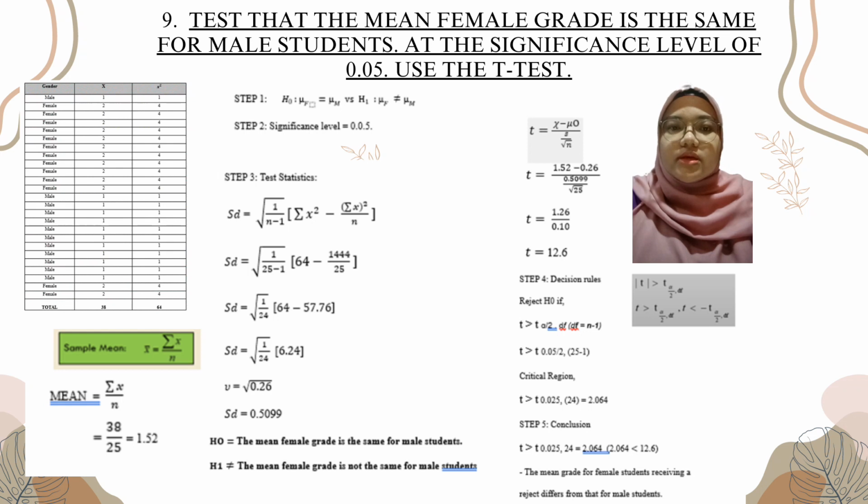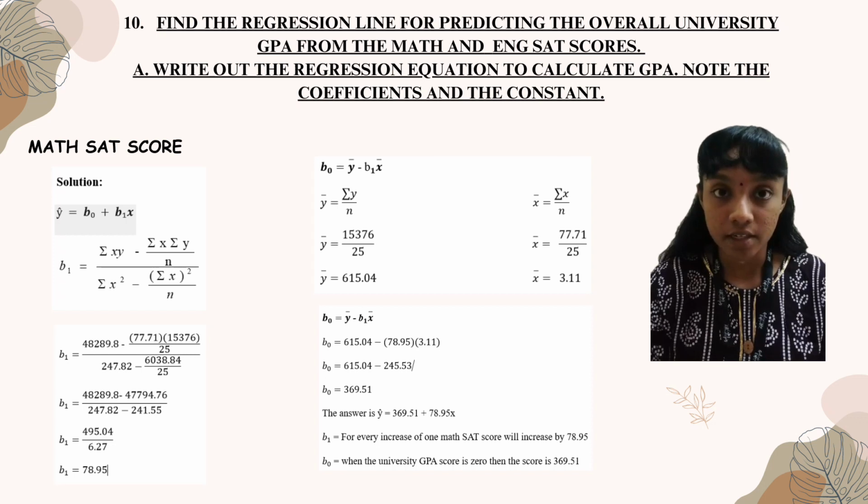Test that the mean female grade is the same for male students at the significance level of 0.05, using the t-test. This shows how to calculate. For the solution for the math SAT, the simple linear regression B1 is 78.95. For Y it is 615.04. For X it is 3.11. The overall simple linear regression is Y equals 369.51 plus 78.95x.